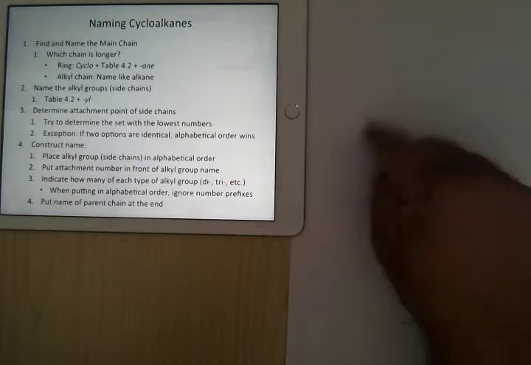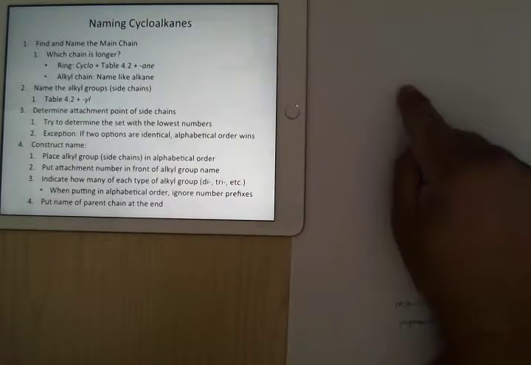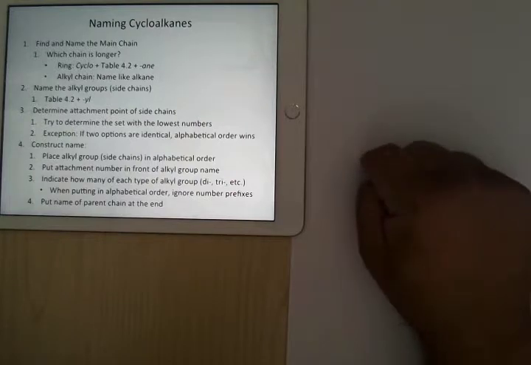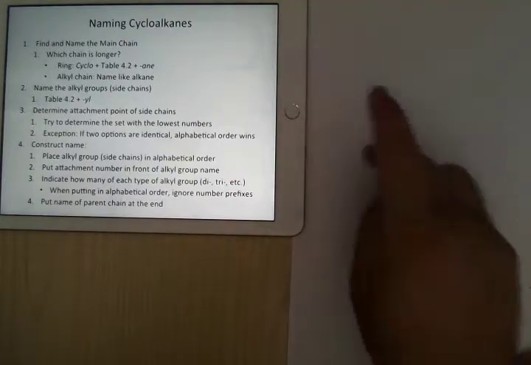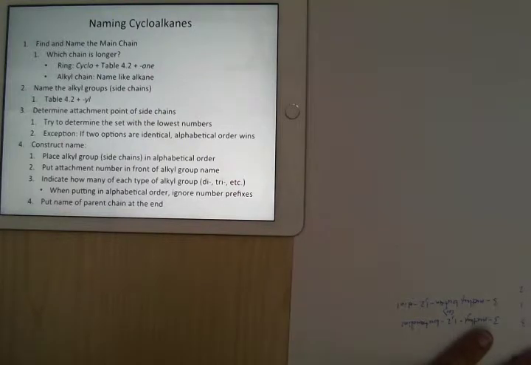If it happens to be over here, you would say 1, 2, 3, and then 3, 4, 5, and just keep going around. You're going to want to give everybody an opportunity to be number 1, and you add them up, and use the lowest set.